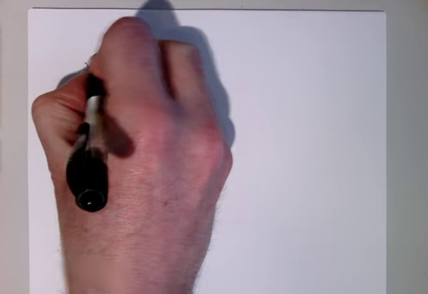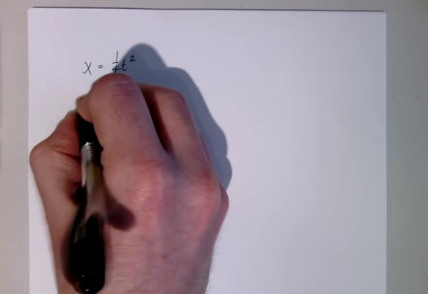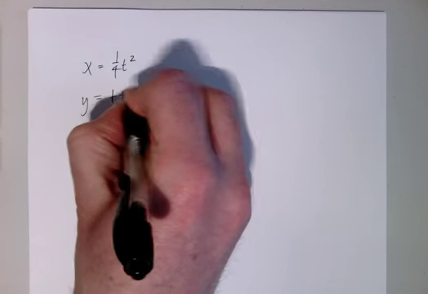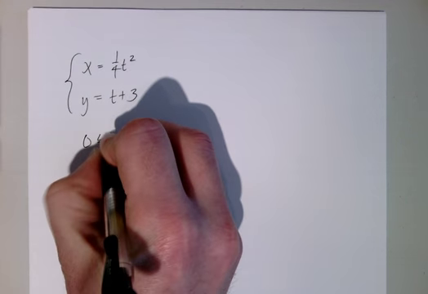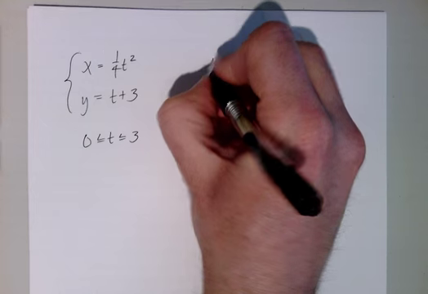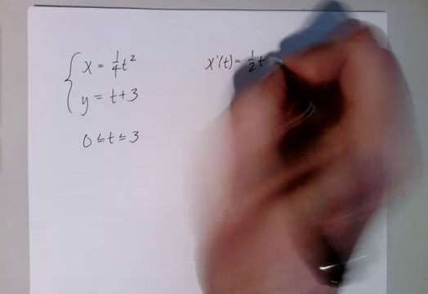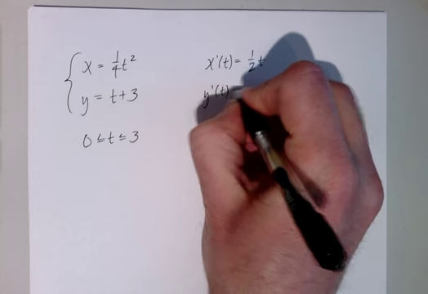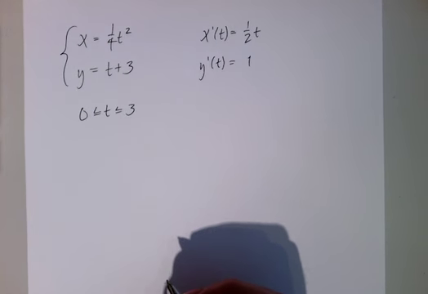Okay. Let's say we have x is equal to 1/4 t squared and y is equal to t plus 3. That's a set of parametrics and goes from 0 to 3 on t. Let's go ahead and take our x prime. Our x prime winds up being 1/2 t and our y prime winds up being 1. Well, that makes it actually rather easy.